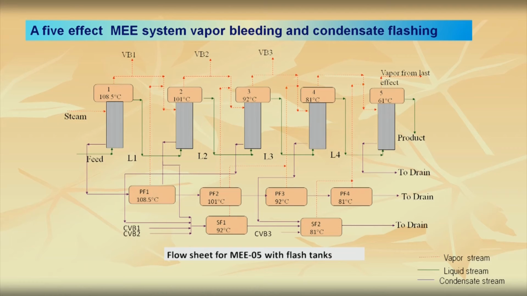So, two things we observed here. Here VB2, I am bleeding vapor from this effect, VB3 I am bleeding vapor from this effect, like this. So, there are two new terms which are coming, which are called vapor bleeding and condensate flashing. Let us see what is the effect of this vapor bleeding and condensate flashing in a TH diagram of a multiple effect evaporation system.